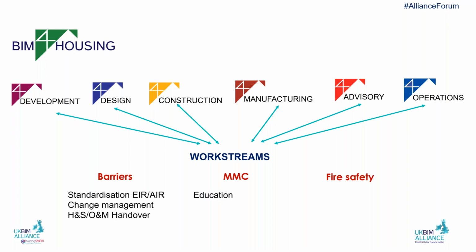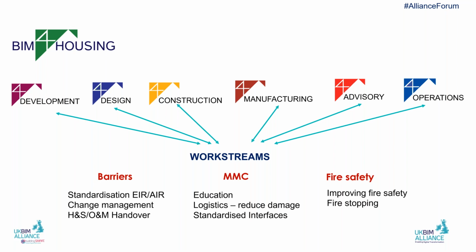The MMC work stream, they've tackled education as being one of their topics, and logistics to be able to reduce the damage of things being delivered to site, and also looking at standard interfaces. And then the fire safety group, which actually has its first meeting next week, although they have been doing some work already. Part of the workshop next week is looking at what they can do to improve fire safety, in particular fire stopping, improving the quality of information that's coming back from the contractors to the operations team, and also in general terms, how can we create a golden thread through that process?